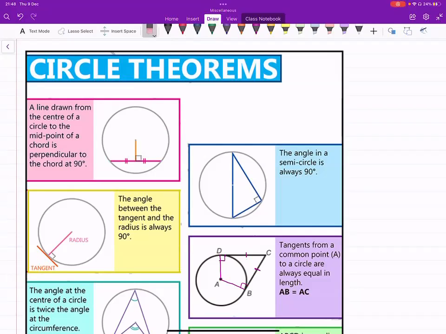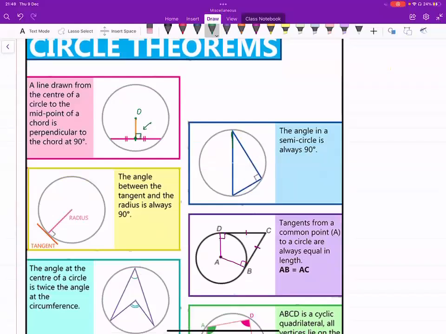If you've got a line coming from the center of the circle to the midpoint of a chord, the angle that you get here is 90 degrees. And the other way around is also true. अगर center से एक line आती है chord के ऊपर, if it's making a 90 degrees, तो वो chord को दो parts में divide करती है, वो bisect करती है chord, right? So this is the first property that you need to know of.